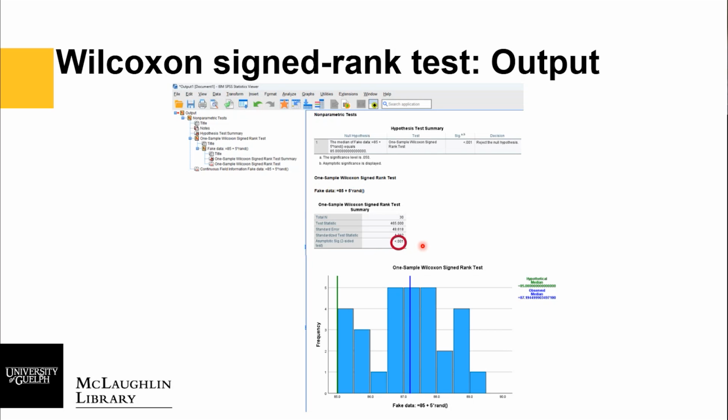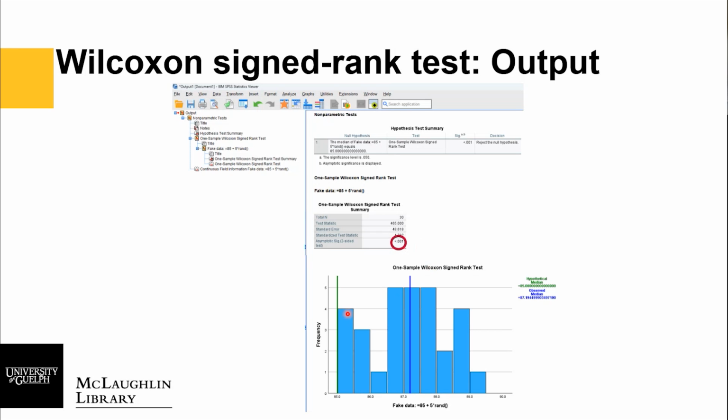If your p-value is less than 0.05, it means that the median of your column of data is different than the test median you've given it. So here we gave a value of 85. Our median value is different than 85 because our p-value is less than 0.05. If p is greater than 0.05, we would say, well, we can't say whether our median is different than the test median.